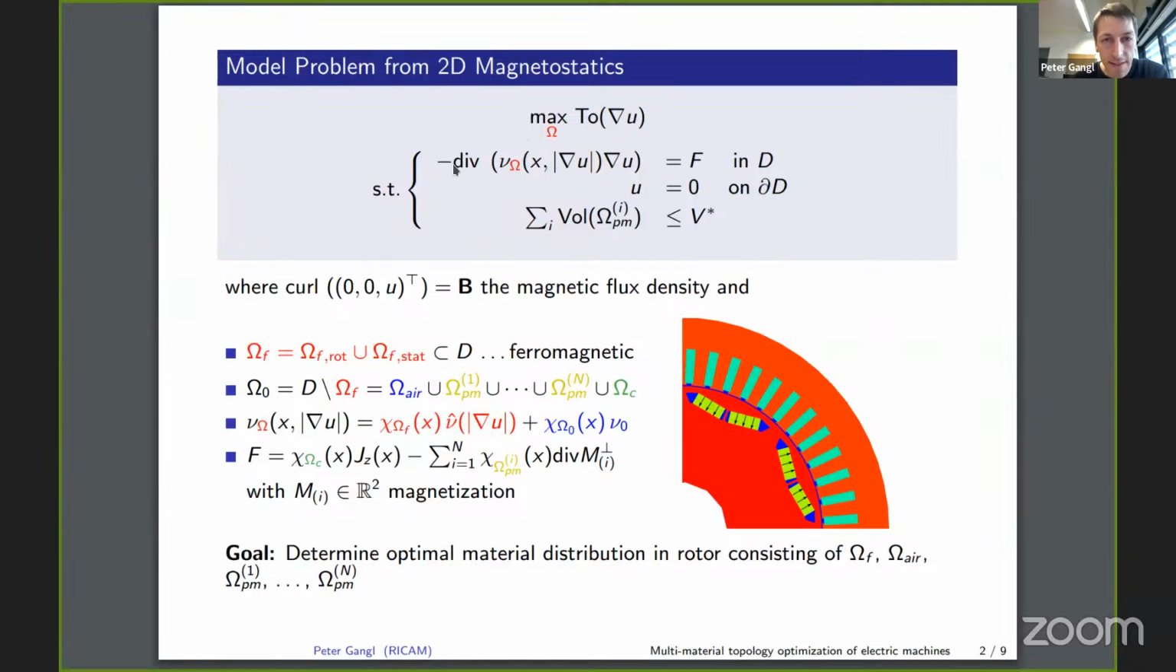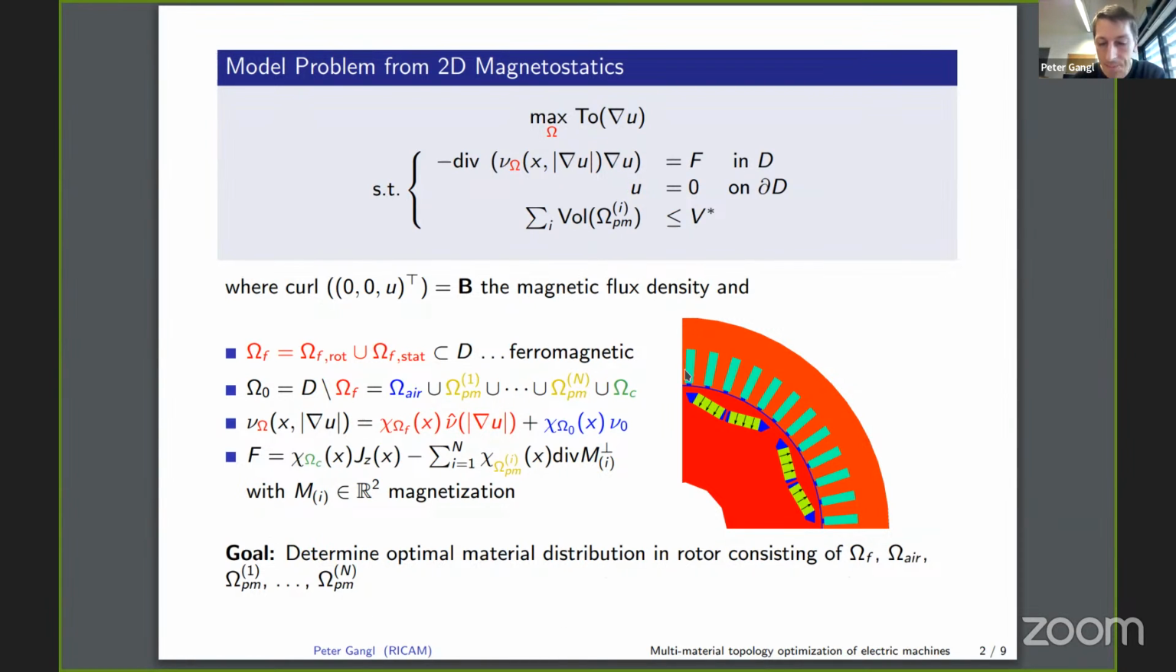Also note that this is a quasi-linear PDE, so the diffusion coefficient nu, which is the magnetic reluctivity, depends in a nonlinear way on the B field, which is the absolute value of the gradient of U, which makes sensitivity analysis quite a bit more complicated. We also have a bound on the maximum allowed volume of the permanent magnets, because magnets are typically expensive. And that's the problem we want to address.